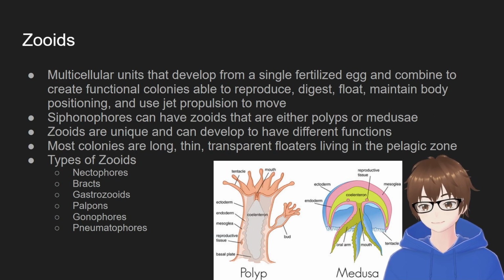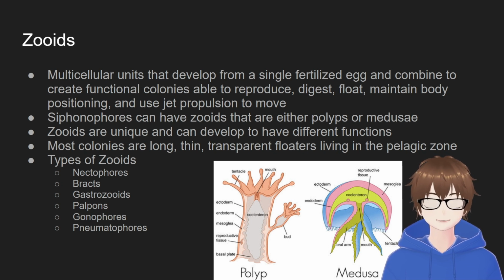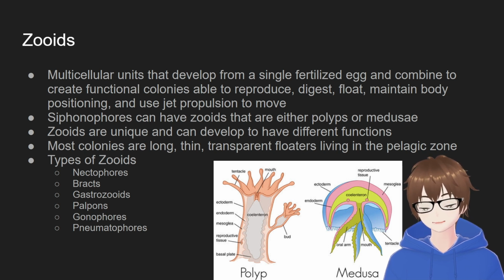So zooids, okay? They are multicellular units that develop from a single fertilized egg or polyp or bud or anything like that, and they combine to create a functional colony able to reproduce, digest, float, maintain body position, and use jet propulsion to move. So just from that one single fertilized egg, they can make a whole entire colony with all these different diverse functions.